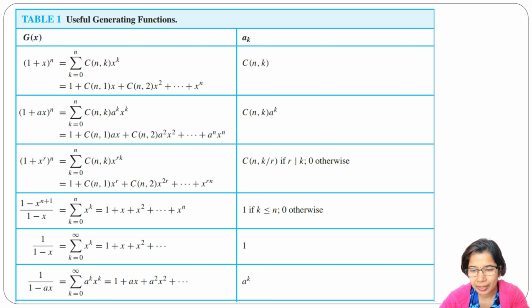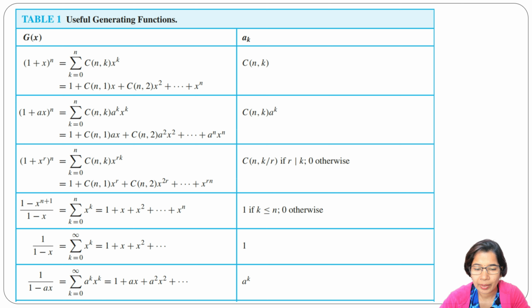Next, for infinite sequence, summation of k equals 0 to infinity x^k, that equals 1 + x + x^2 till infinity, that equals 1 divide (1 - x). Here what is a_k? a_k equals 1. This is simply summation of this geometric progression.